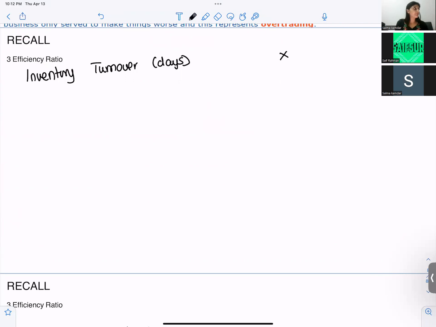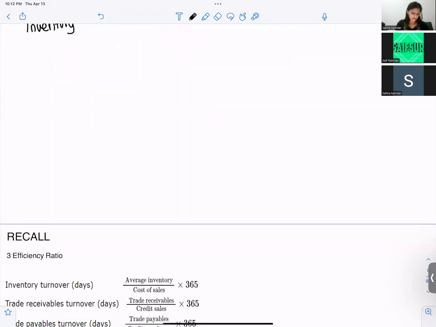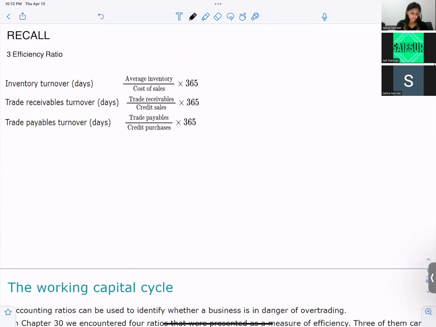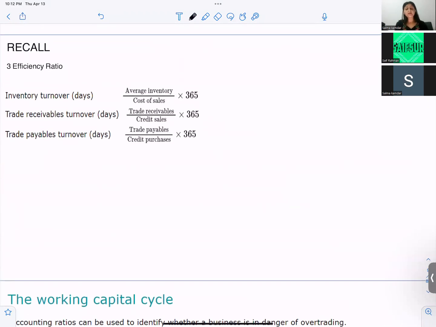What does inventory turnover ratio tell you? How long does it take for an asset to turn into sales. Next efficiency ratio. Trade receivable turnover is trade receivables divided by credit sales times 365. It shows how long it takes for the customer to pay. Next efficiency ratio. Trade payables turnover is trade payables divided by credit purchases times 365. It shows how long it takes us to pay the supplier.